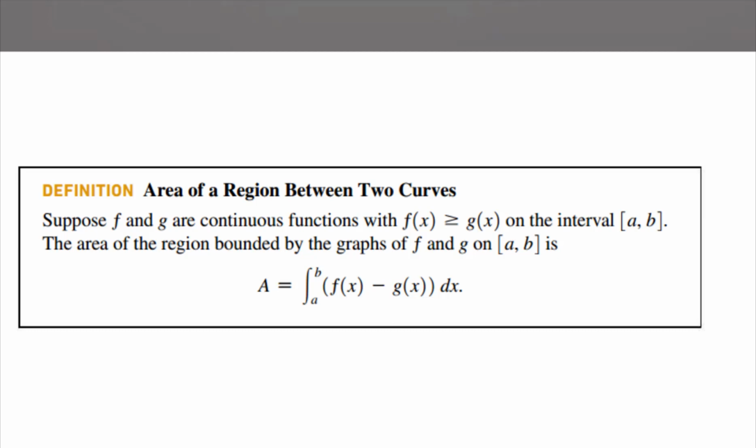So the area of a region between two curves. Suppose you've got two functions, f and g, and they're continuous, with one function just being bigger than or equal to the other one, so f greater than or equal to g, on some closed interval from a to b. Then the area of the region bounded by the graphs of f and g on the closed interval from a to b is the top function minus the bottom function. Take the integral of that from a to b, and that'll get you the area.